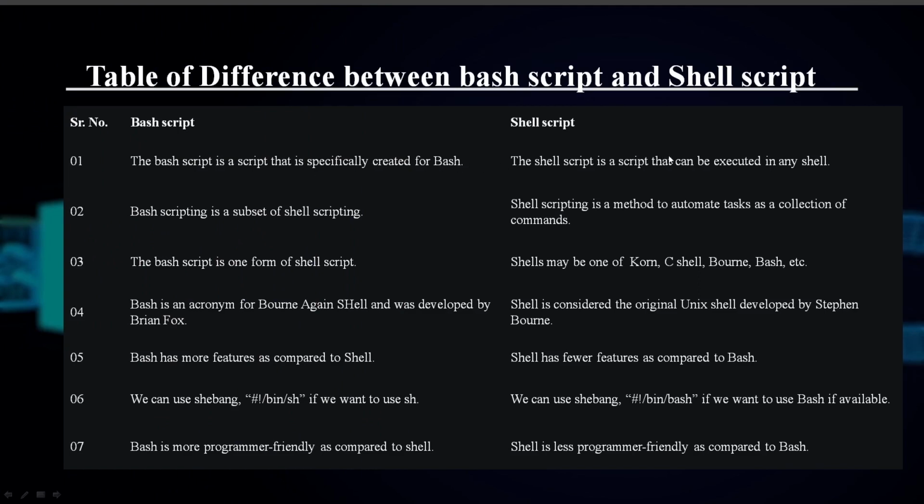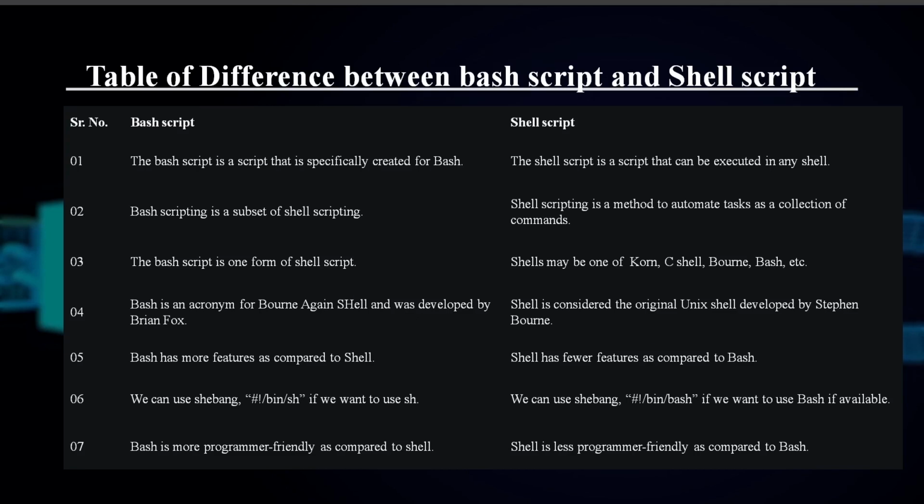Now what is the difference between bash scripting and shell scripting? A bash script is a script that's specifically created for bash, while a shell script is a script that can be executed in any kind of shell. Bash scripting is a subset of shell scripting. So shell scripting is more general, that is to automate tasks as a collection of commands. A bash script is one form of shell script. Shell can be Korn, C shell, Korn shell, or bash, as you can see.